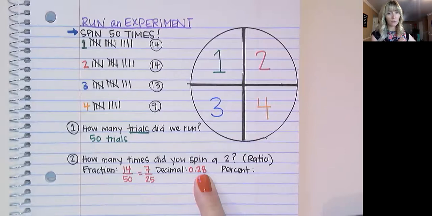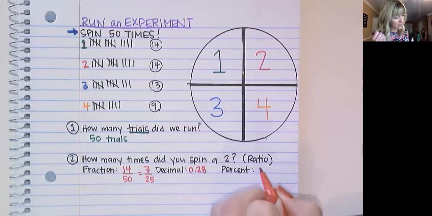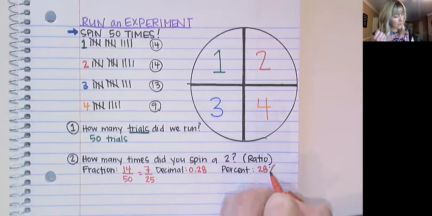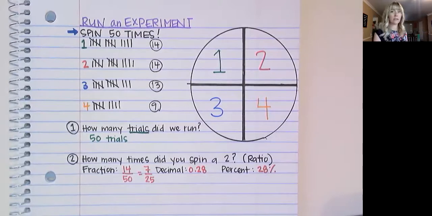I got the number 2 0.28 of the time, which if I times by 100 means I got the number 2 28% of the time. Now, technically, how much should I have gotten the number 2? Well, if there's 4 sections, shouldn't I have gotten the number 2 25% of the time? We'll add some vocabulary behind this as we go, but that's fairly close.